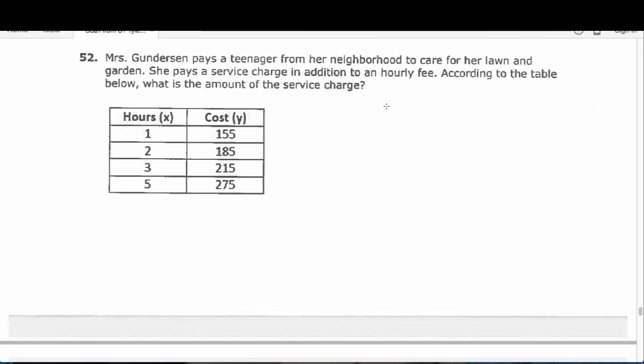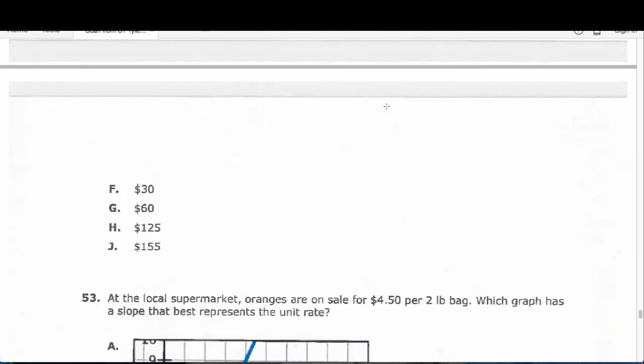Question 52. Miss Gunderson pays a teenager from her neighborhood to care for her lawn and garden. She pays a service charge in addition to an hourly fee. According to the table below, what is the amount of the service charge? F. $30. G. $60. H. $125. J. $155.